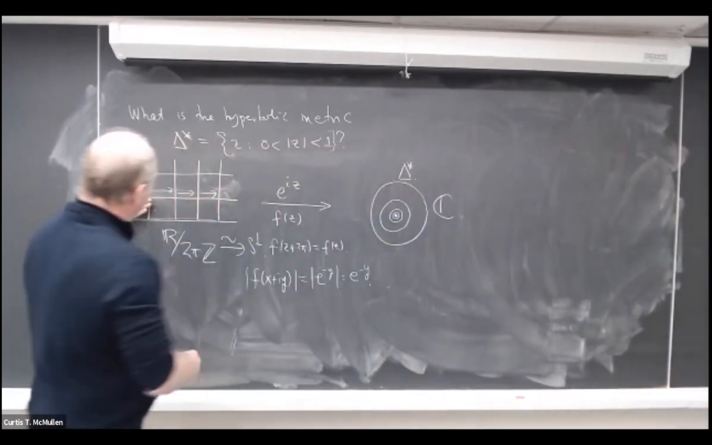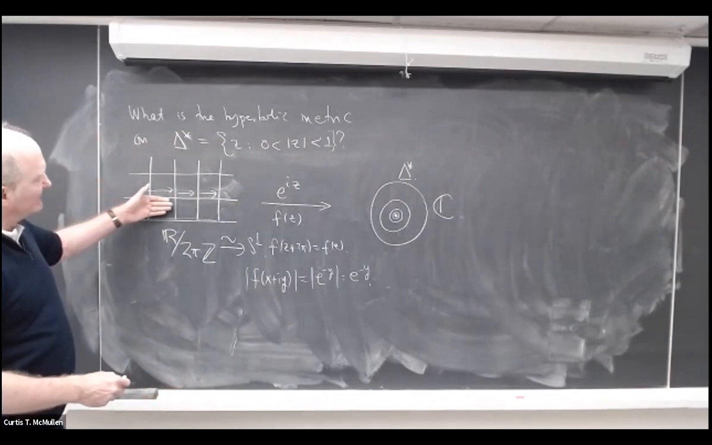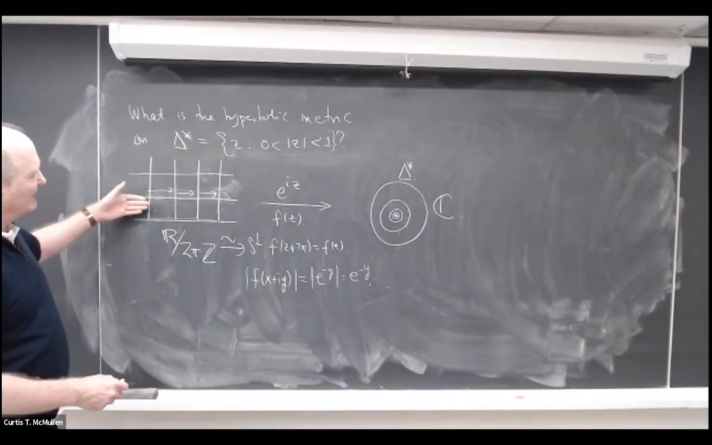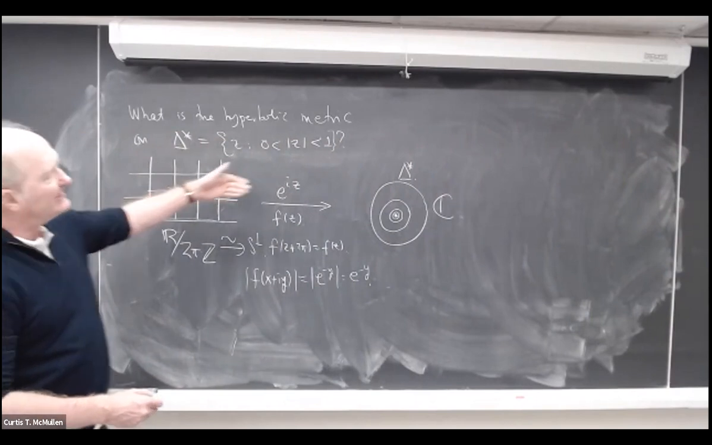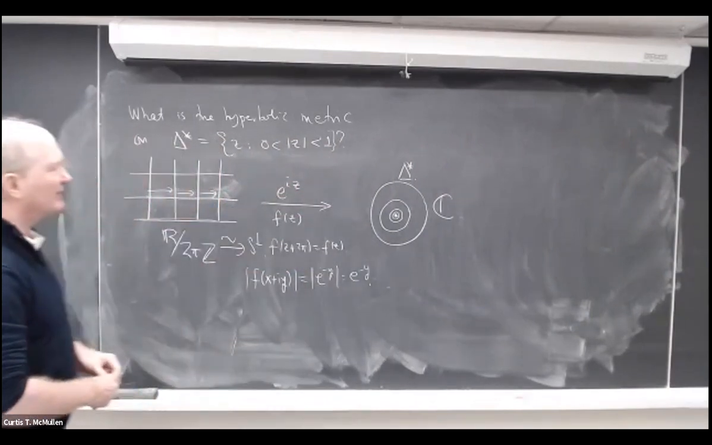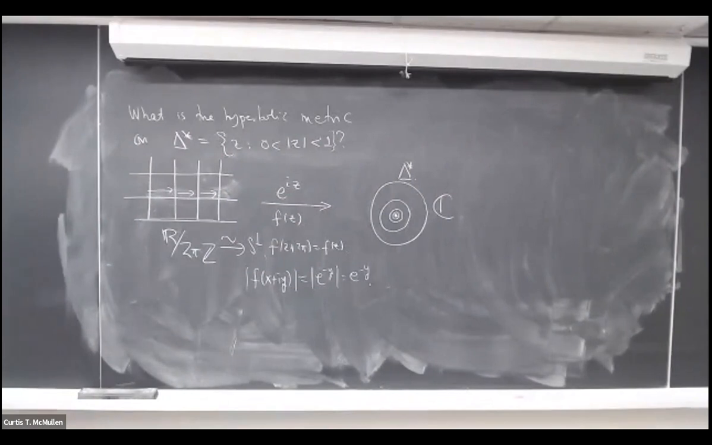And the hyperbolic metric, being invariant under deck transformations, being invariant under translation by 2 pi, descends to a canonical metric on the punctured disk. And our goal is just to figure out what that metric is.